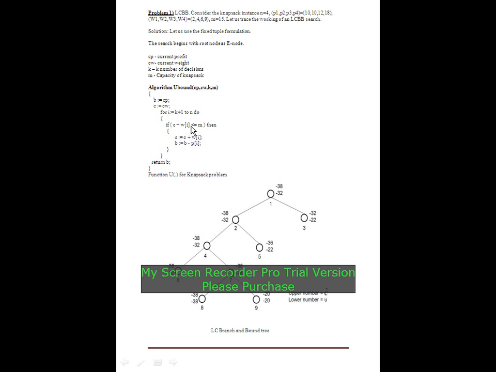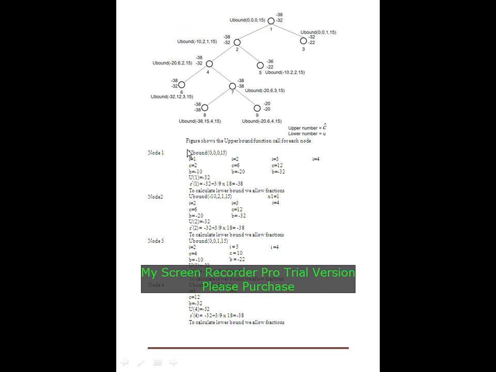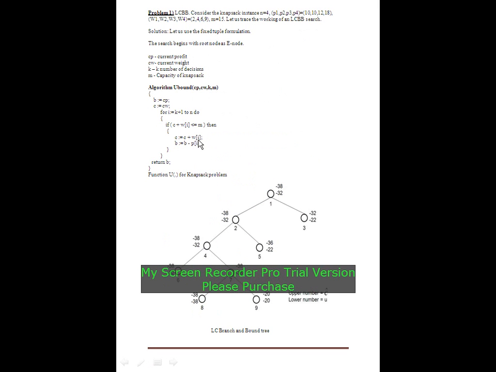If c plus W of i, that is the current weight plus the selected weight, is less than or equal to M, then you can add this weight to the previous one. If the condition is not satisfied, then you can reject and go for the next item. And also, you can subtract the profit from the earlier one. So, B equal to B minus Pi and return B value. So, we are calling this function recursively for all. So, how can we get this one? You have to see carefully.